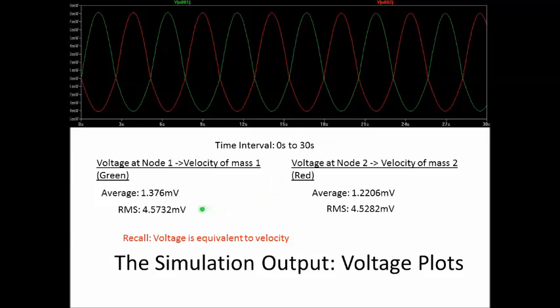Therefore, on average, after the mechanical system has operated for 30 seconds, with a 10 millinewton pulse train driving it, and with motion modulation by the mass transfer system, it should achieve an average velocity of 1.376 millimeter per second for mass 1 and 1.2206 millimeter per second for mass 2.